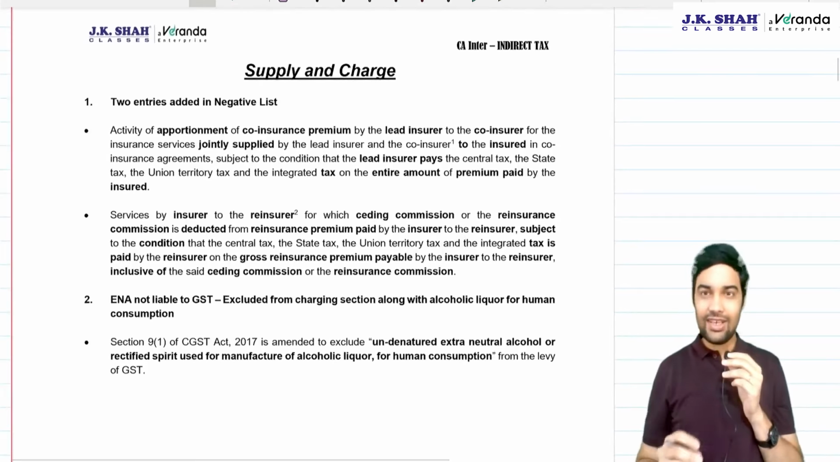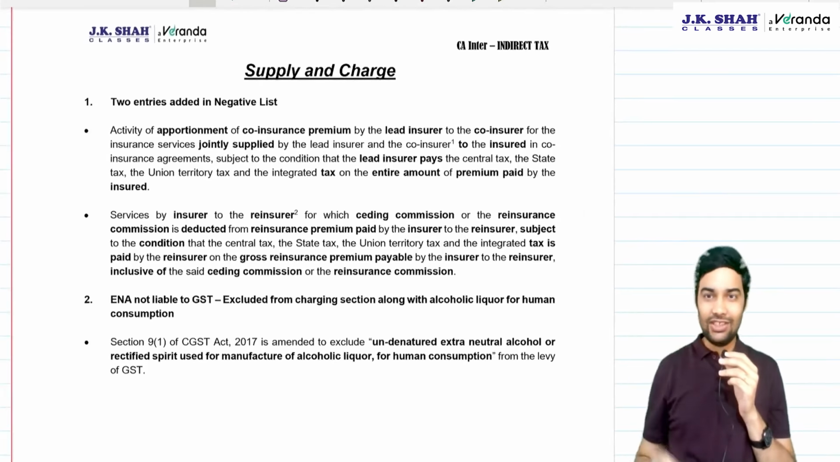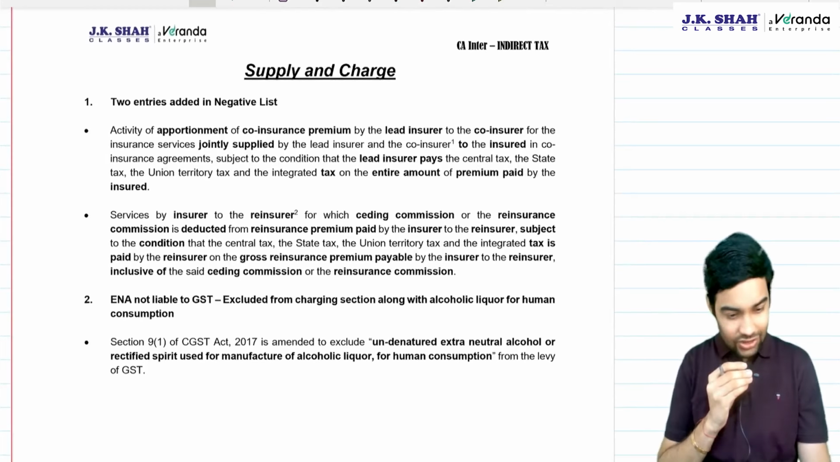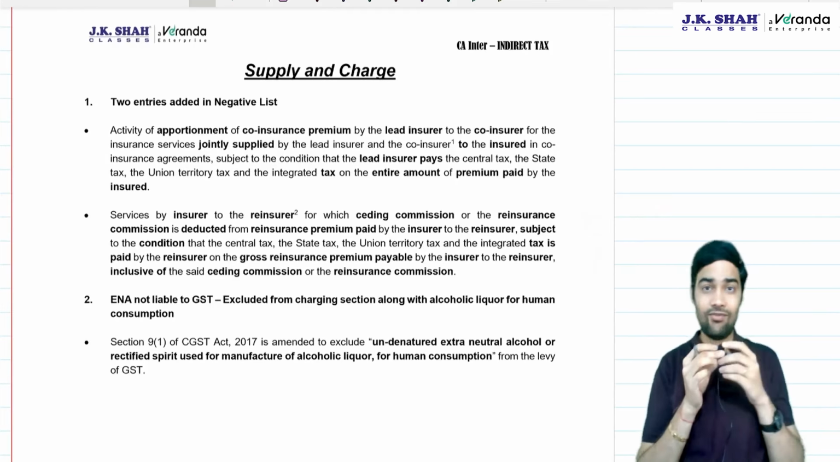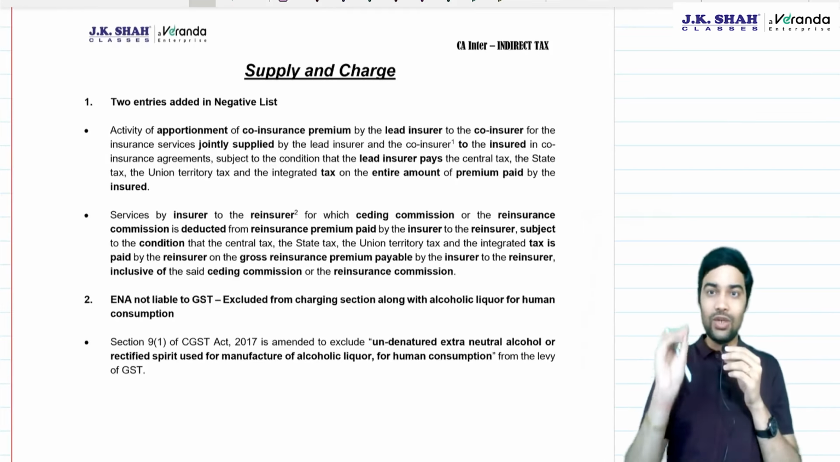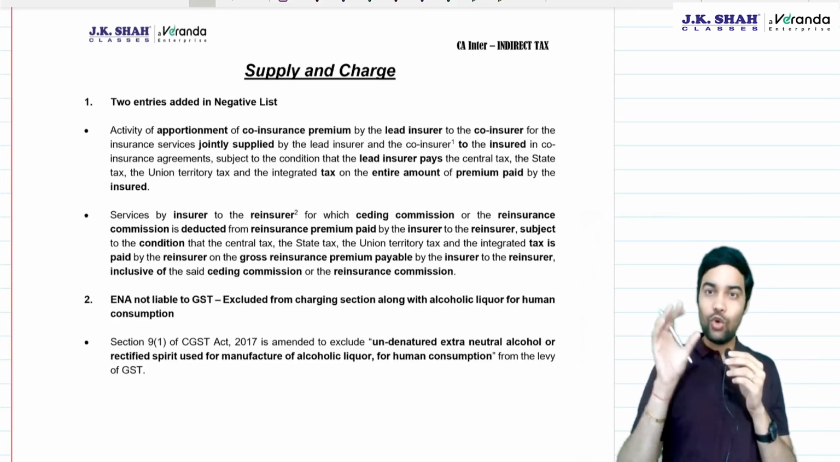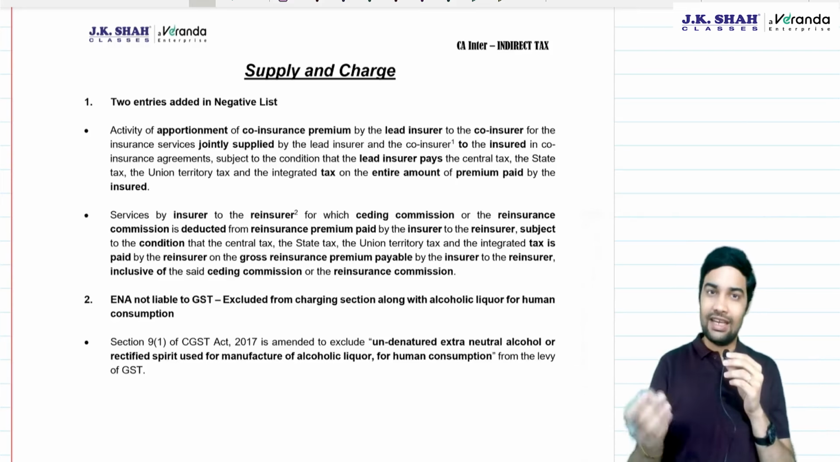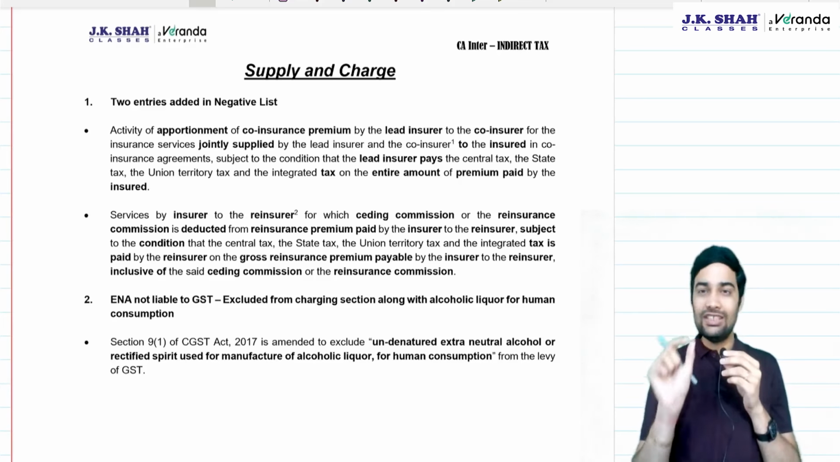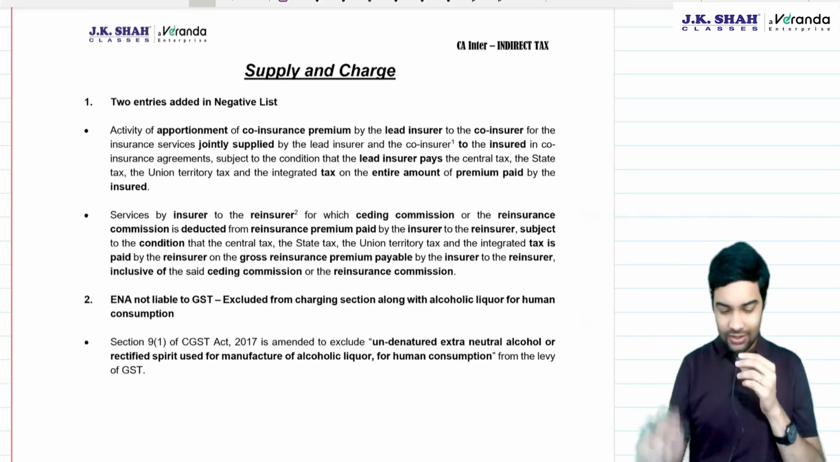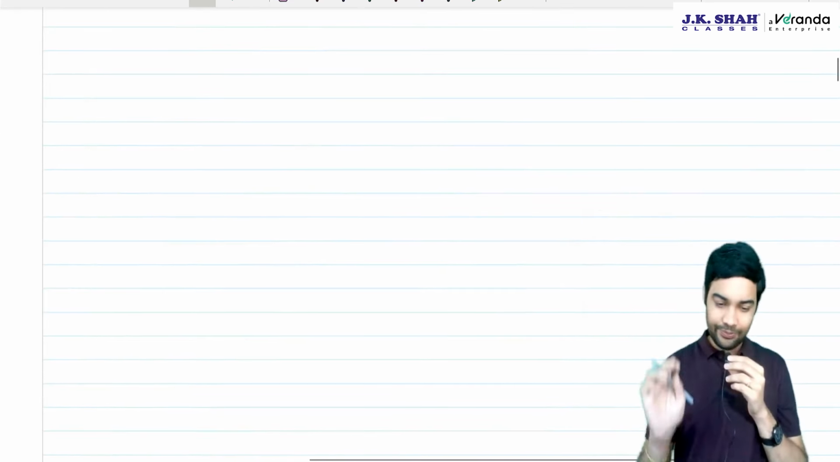Okay. The first one is supply and charge related. Now, when it comes to supply and charge, you need to be very careful with regard to two new negative list entries which have been added. One is related to co-insurance and other one is related to reinsurance commission. Co-insurance and reinsurance commission. Let me explain it to you, then we will come and see this.